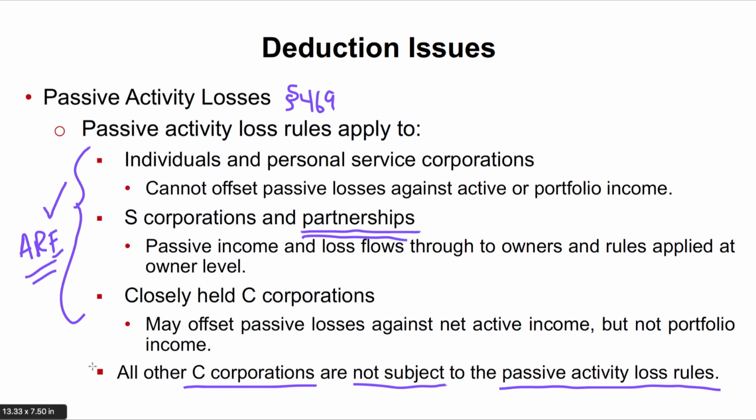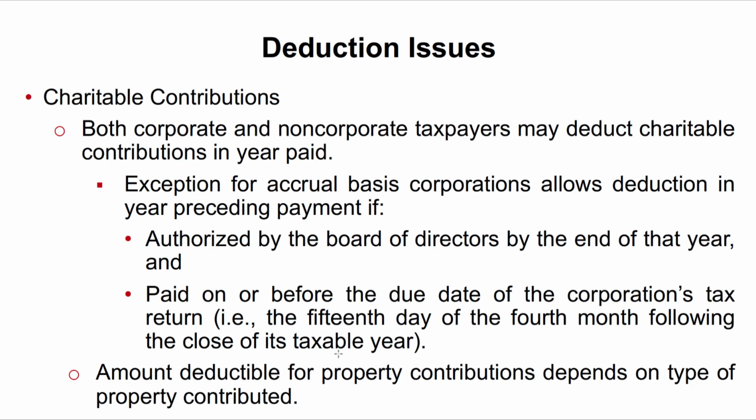But the main thing is that most C corporations are not subject to passive activity loss rules. Okay, continuing on with the deduction issues. The next topic is charitable contributions. Unfortunately, charitable contributions for corporations are still that large headache you might recall from individuals. The amount deductible for property contributions depends on the type of property contributed.